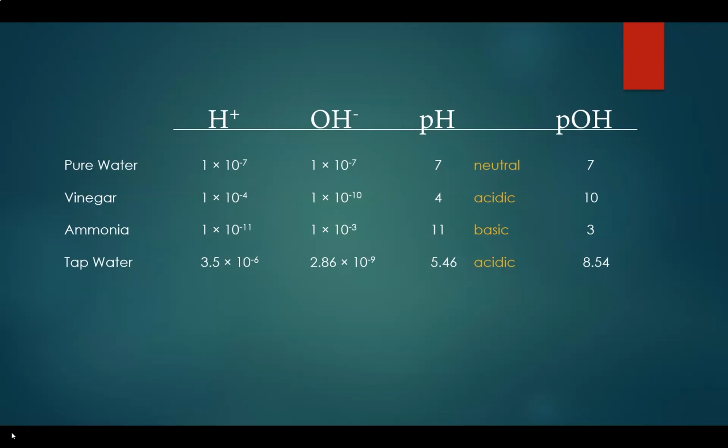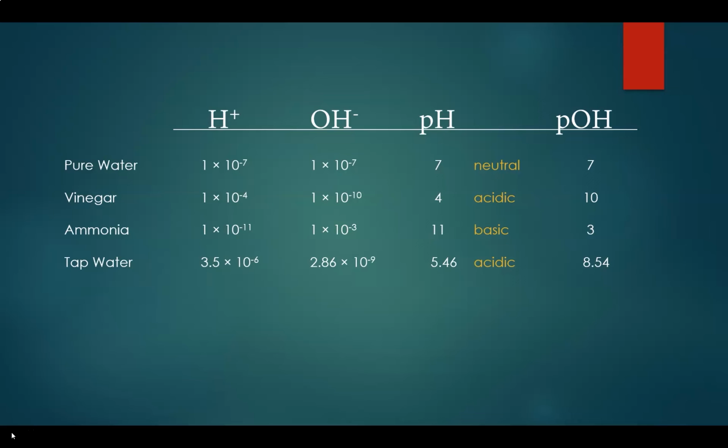There is another way that one can determine whether a solution is acidic, basic, or neutral, and that's called the pOH. It's very similar to the pH, but we simply take the negative log of the hydroxide concentration instead of the hydrogen ion concentration. So for pure water, the pH and the pOH are actually the same, since they're both 1 times 10 to the minus 7th. For vinegar, the pOH is based on the 10 to the minus 10th, so it's a pOH of 10. For ammonia, the pOH would be 3. And for the tap water, we have to use our calculator and plug that in, and we come up with a pOH of 8.54.